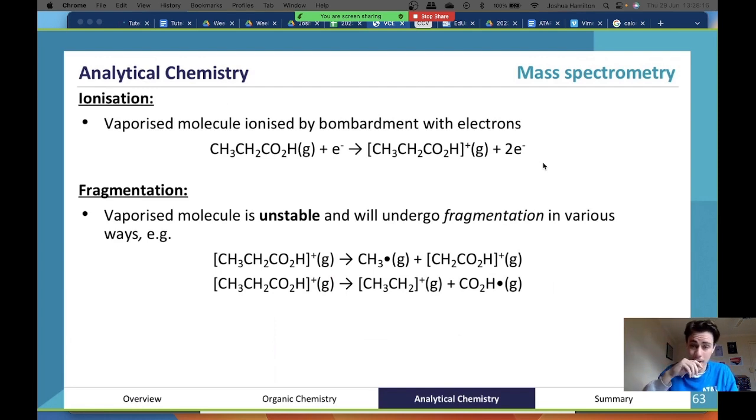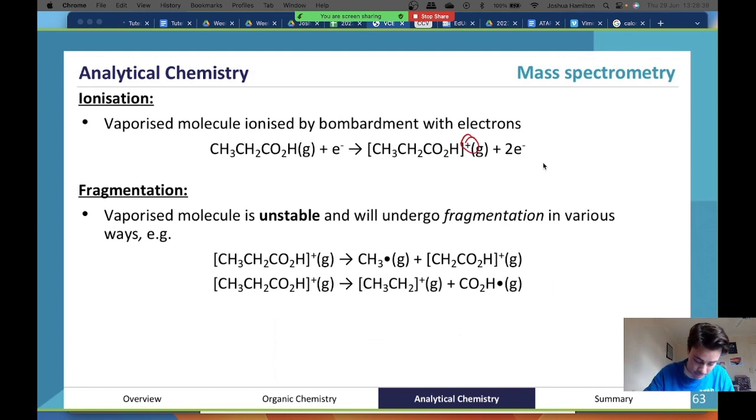When you hit it really hard with electrons, you're going to make the molecule unstable, because you've knocked an electron off and now it's got a positive charge. It's going to become unstable. Most, not all, but most will break somewhere. There will be a break. Why is there a break? Because when it breaks, half of it can stabilize.